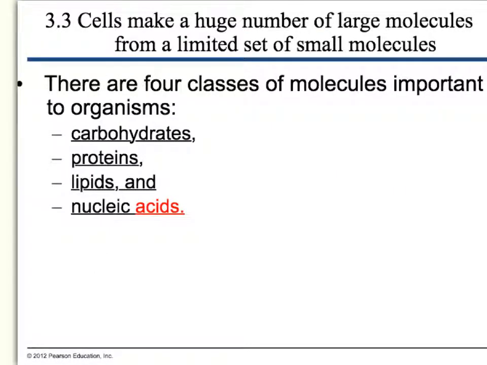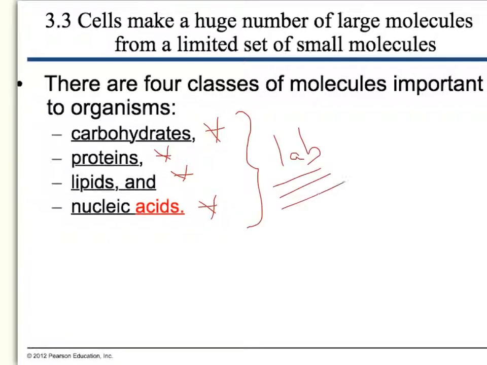So there are 4 classes of molecules important to organisms. We've got our carbs, our proteins, lipids, and nucleic acids. And like I said, we're going to look at all those very closely in our lab. So you need to be familiar with them and what they're used for and their basic structure.